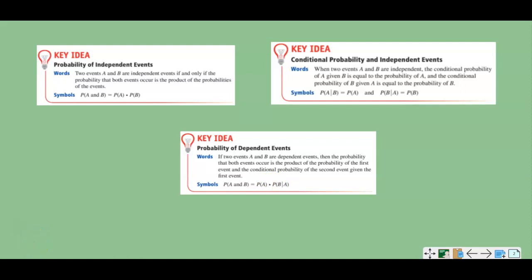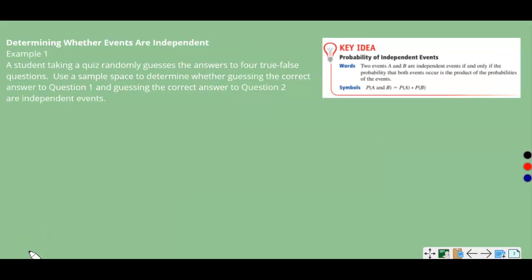So make sure these are in your notes, and as we go through a few examples, hopefully they will be easy to understand. Example 1, determining whether events are independent. A student taking a quiz randomly guesses the answers to 4 true-false questions. Use a sample space to determine whether guessing the correct answer to question 1 and guessing the correct answer to question 2 are independent events.